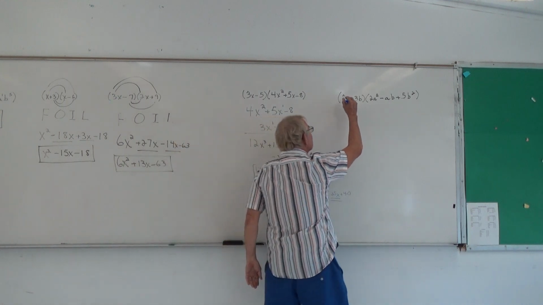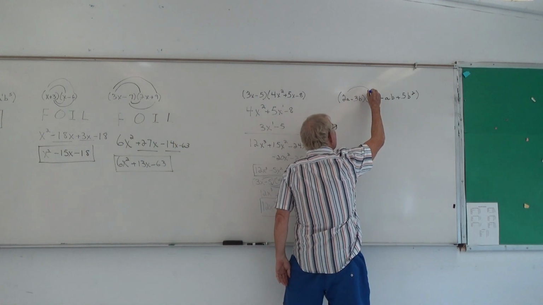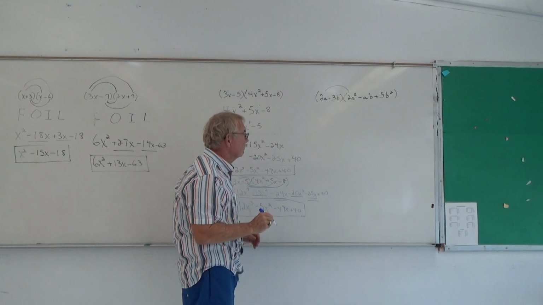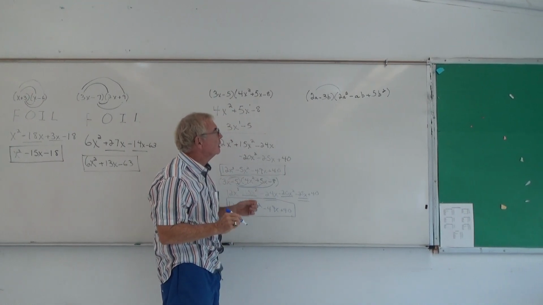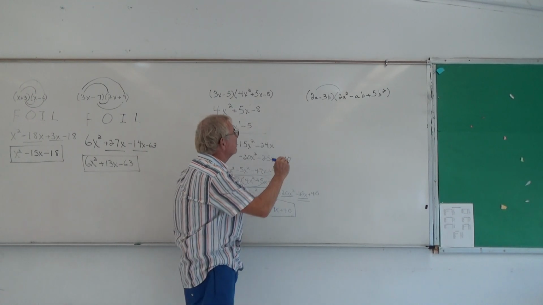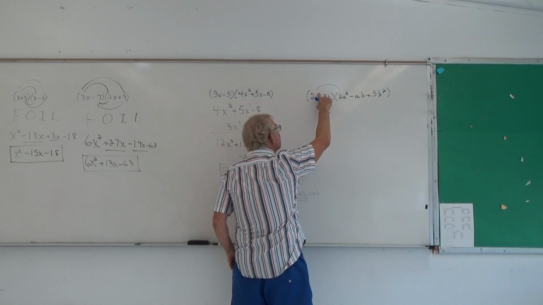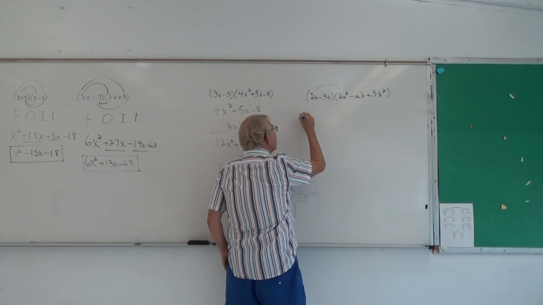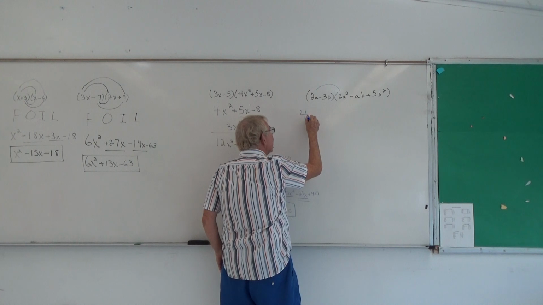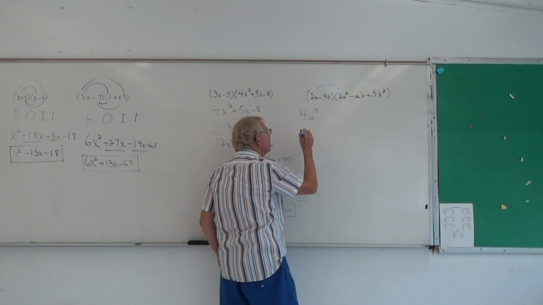Let's go with it. What's 2a times 2a squared? Well, 2a times 2a squared. Remember, that's understood to be a 1. 1 plus 2, and that would be 4a cubed. Okay?